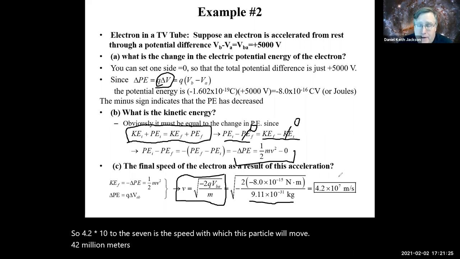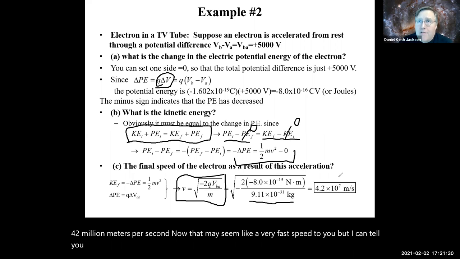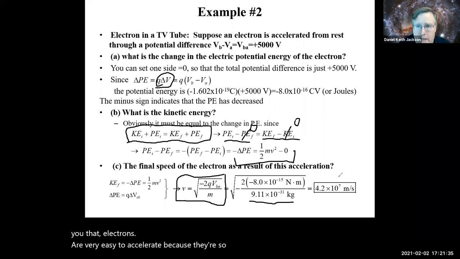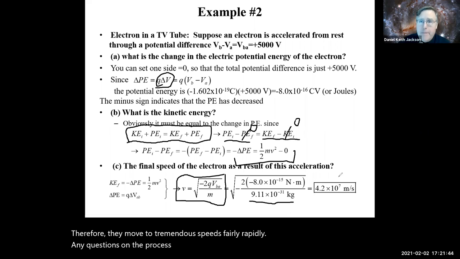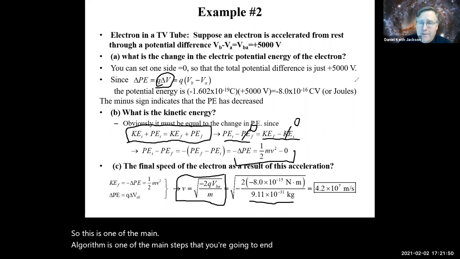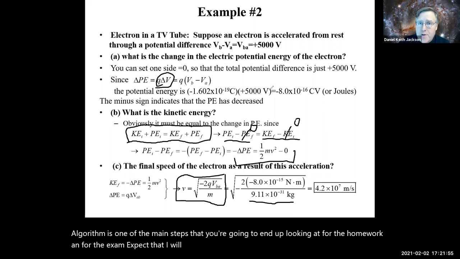Now, that may seem like a very fast speed to you, but I can tell you that electrons are very easy to accelerate because they're so tiny. And therefore, they move to tremendous speeds fairly rapidly. Any questions on the process of what we're doing here? This is one of the main algorithms, one of the main steps that you're going to end up looking at for the homework and for the exam. Expect that I will definitely have some sort of a conservation of energy type problem included on the exam.